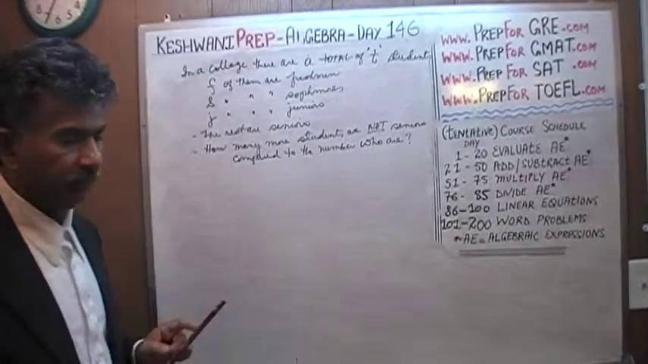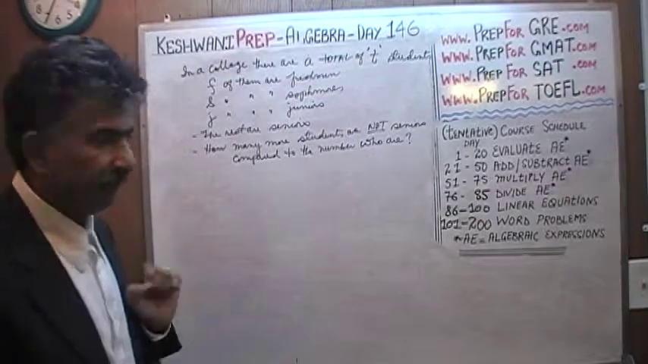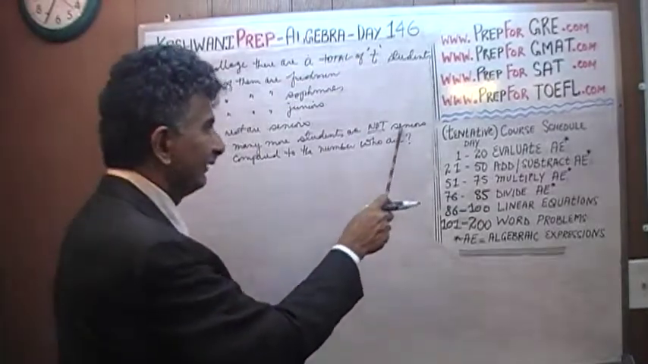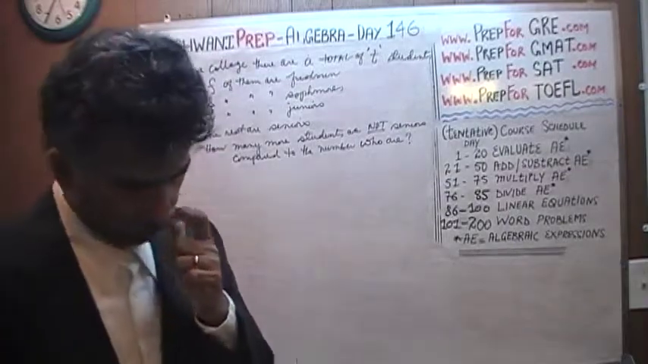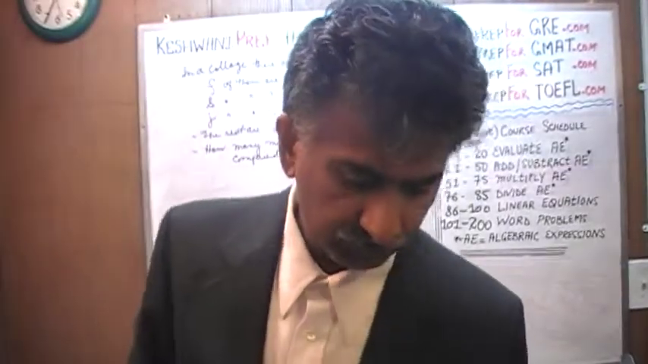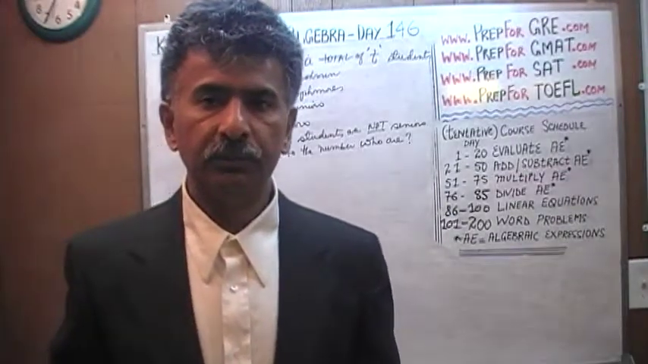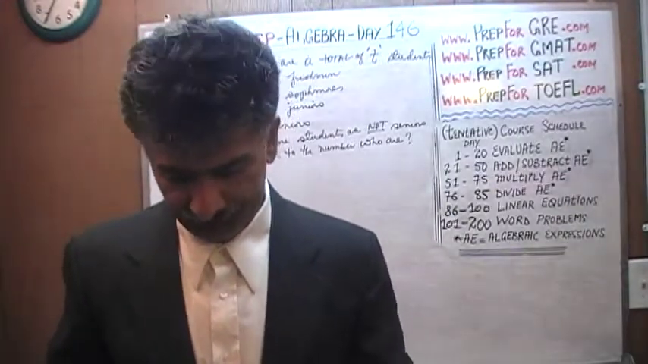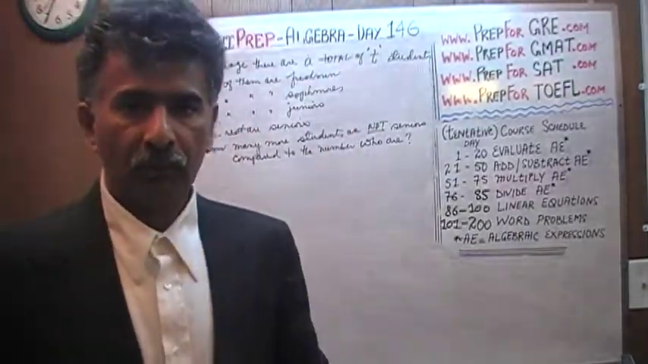The question is very simple. The question is, how many more students are not seniors compared to the number who are? One more time. How many students are not seniors compared to the students who are? Pause the video, solve it yourself.